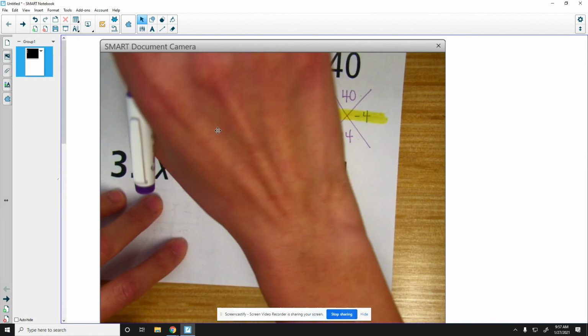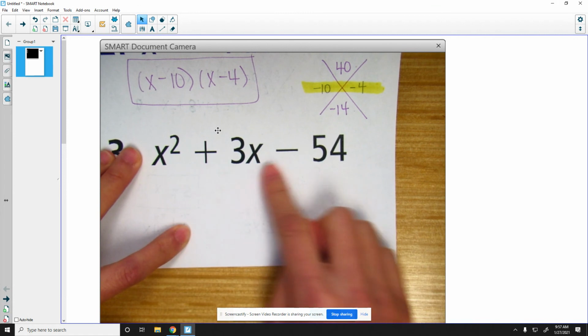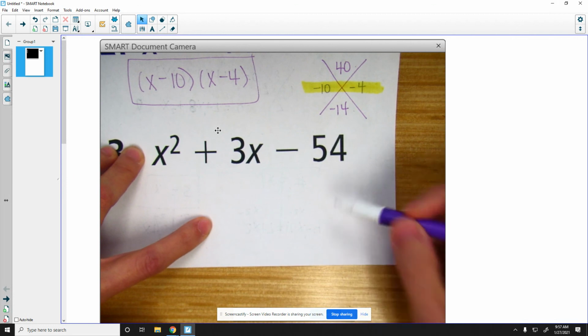Okay, let's do this last one before I do some of your level work with you. Make sure first of all that it's in the right form. Yes, it is: x squared, x to the first power, and then nothing. So it's in the right form.